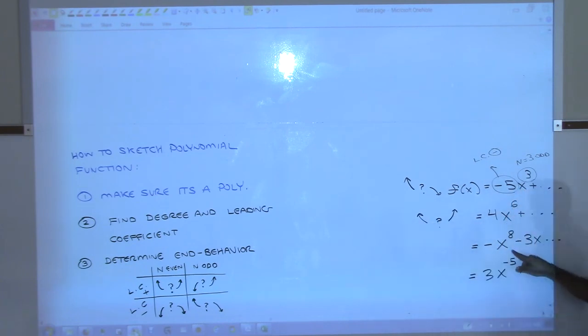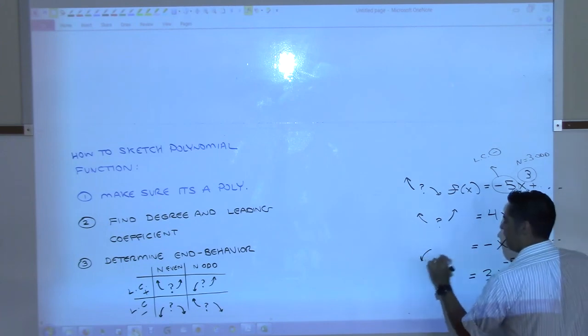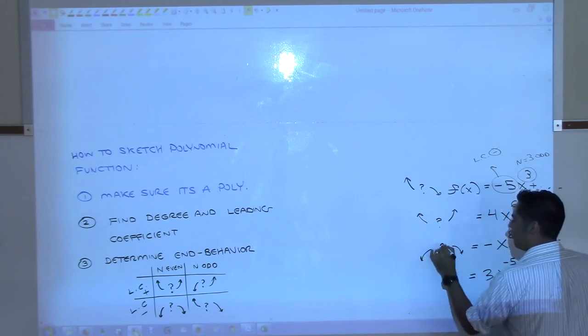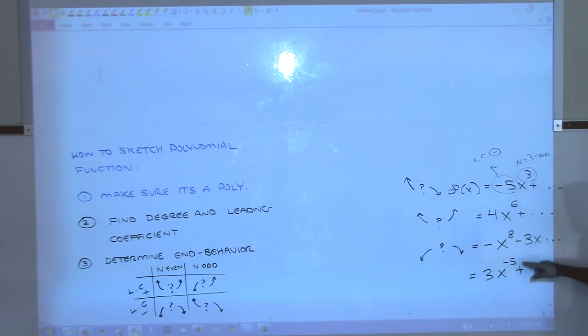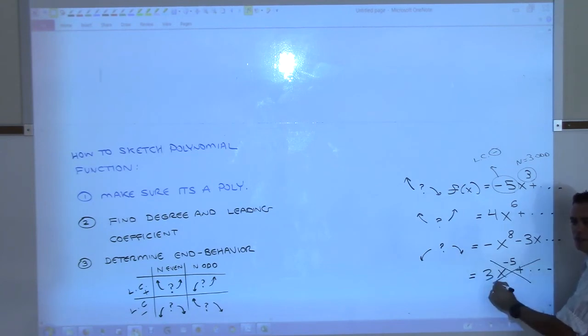Okay, what about this one? Even degree, negative leading coefficient, so down, down. This one? But it's negative. Trying to trick you here. But they say we don't work with negative. That's right. This is not a polynomial function. Negative power. You can't have that. All right, does that make sense?